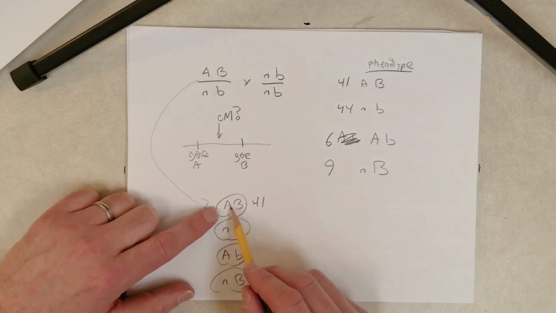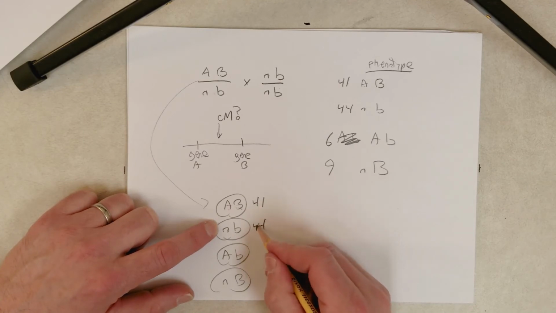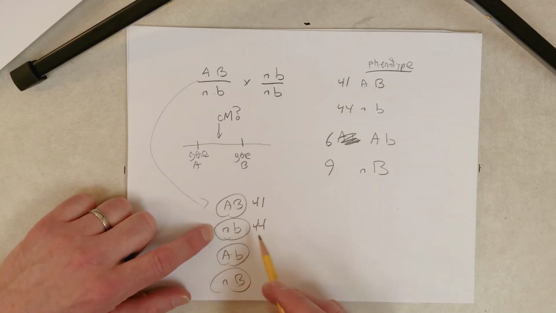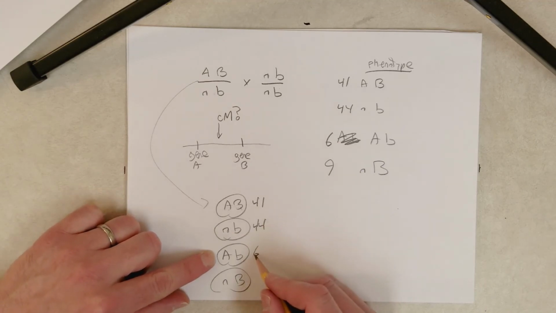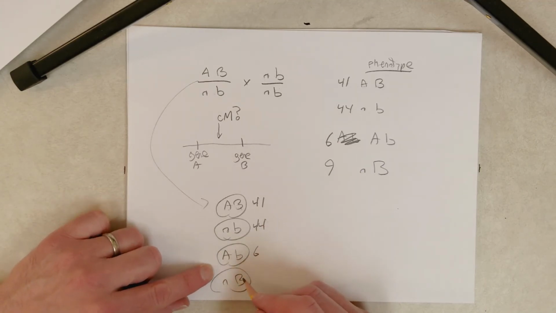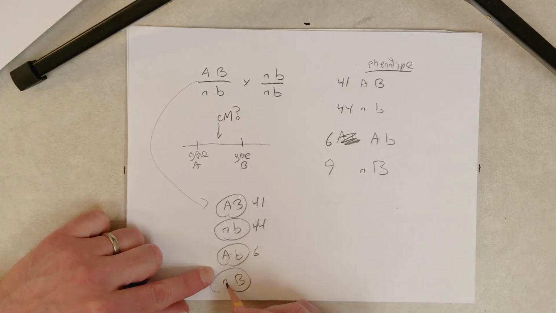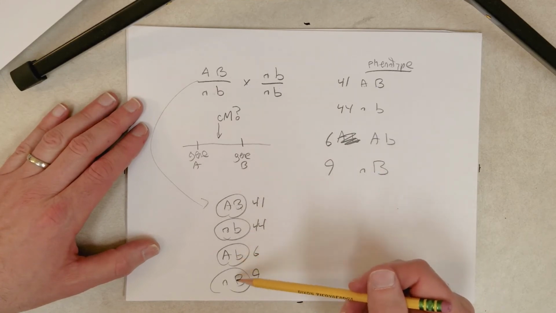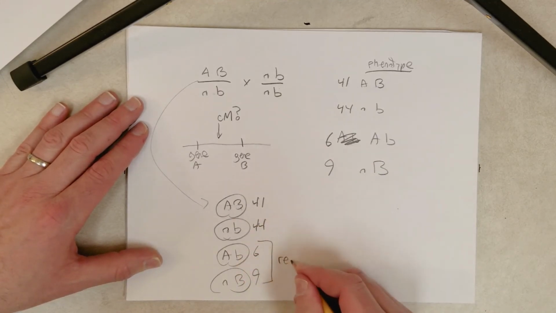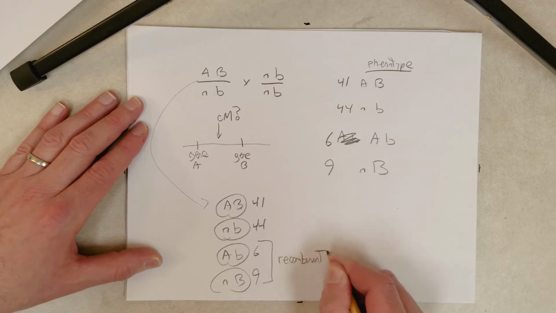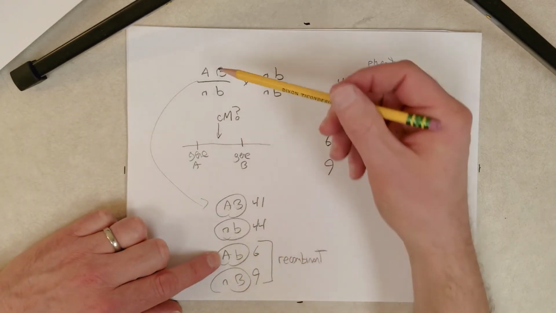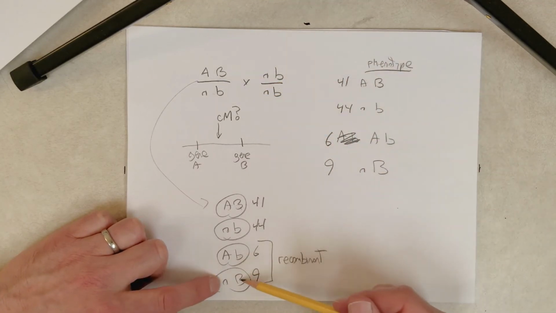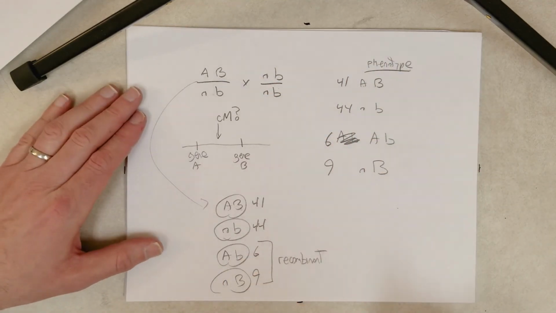And we can see that 41 of the offspring must have come from this gamete right here. 44 were little a, little b, so 44 must have come from here. 6 were big A, little b, so 6 must have come from gametes with this genotype. 9 must have come from little a, big B. Now, these are the recombinant gametes. And how do we know? Because the arrangement of alleles is different than it is in the parents. So these are the recombinants.